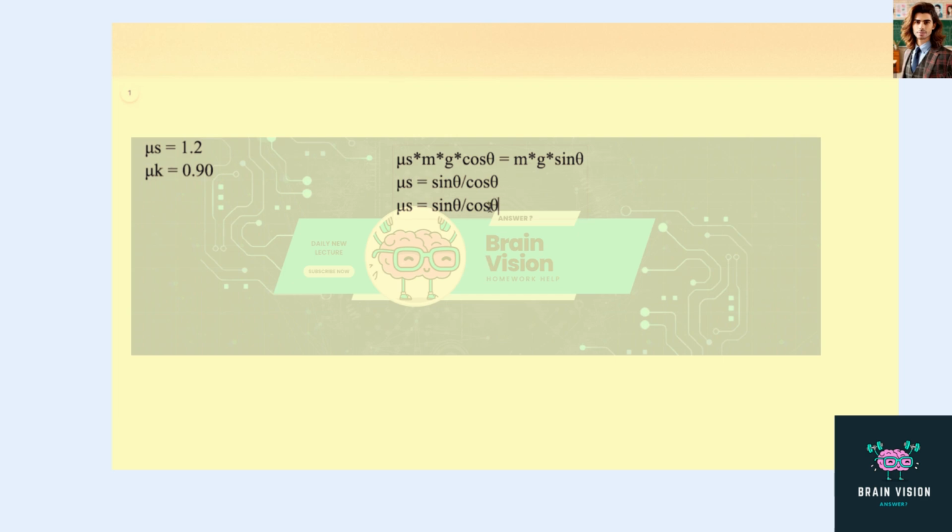So we can actually just say that tangent of theta is going to be equal to mu s. And mu s here is 1.2. So when we solve for theta, we just want to take the arctan of mu s, which is 1.2 here. So when we solve for this, we're going to end up with theta equals somewhere around 50 degrees, which is choice B.